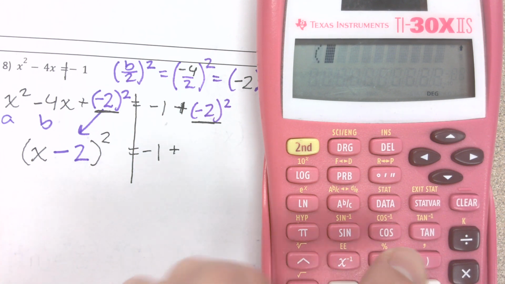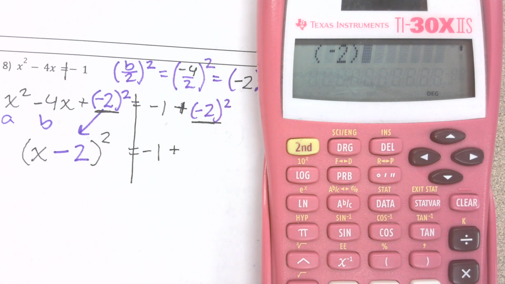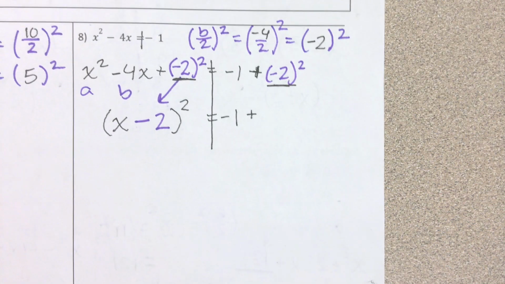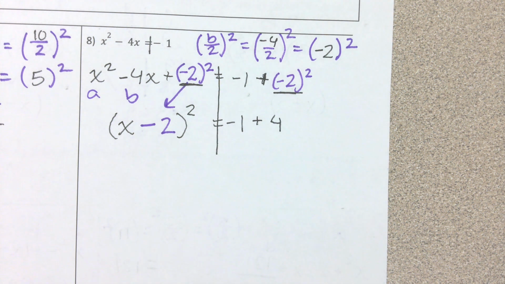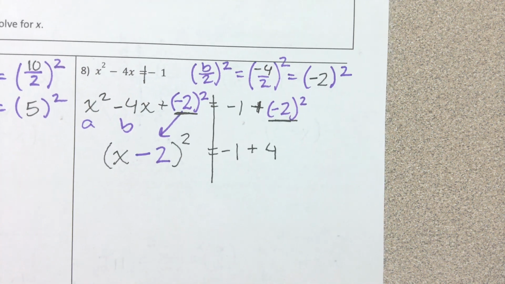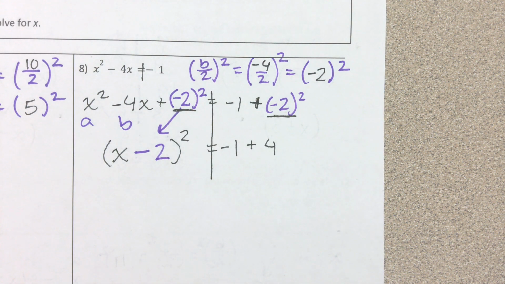So, let me try it again. Negative 2 in parentheses and then square it. Now it gives me a 4. If you drop the parentheses, it will read it incorrectly for what we want. So, make sure you are careful about that, please. So this is plus 4. Any questions up to this point? Because from here, I'm just solving for x. Any questions at this point?